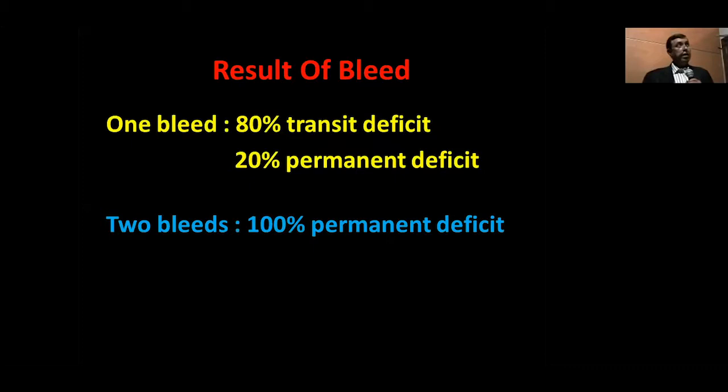If you bleed, 80% you would have a transient deficit. 20% you have permanent deficit. If you bleed again, 100% you have permanent deficit. That's why we have to treat these cases. You don't want people to live with permanent deficits or die out of it.